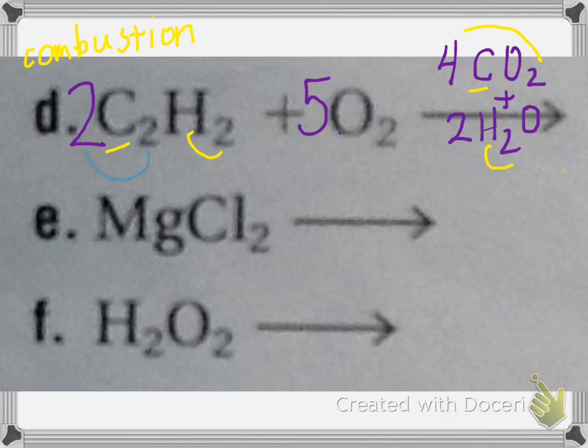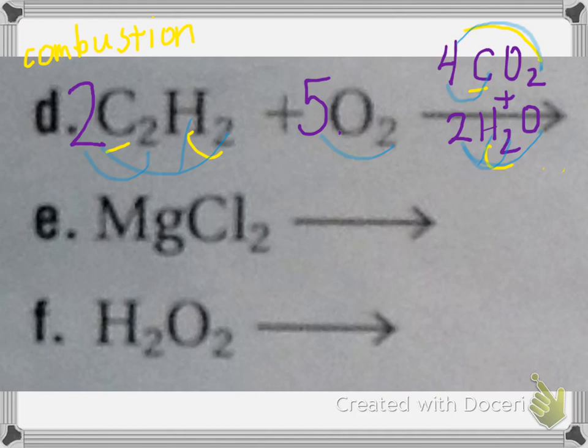2 times 2 is 4 carbons, and I have 4 carbons. 2 times 2 is also 4 hydrogens. 2 times 2, I have 4 hydrogens. I have 10 oxygens here. 4 times 2 is 8, plus 2 is 10. This is properly balanced.